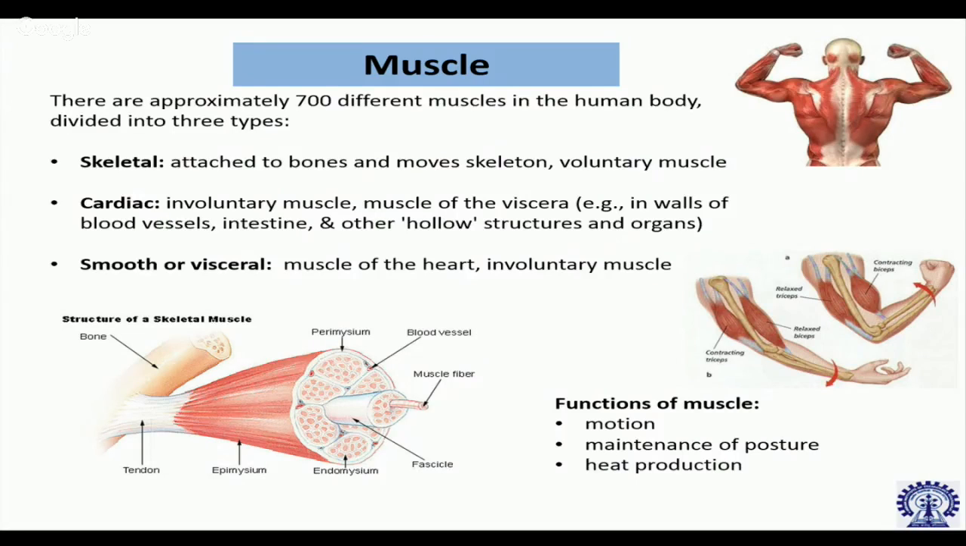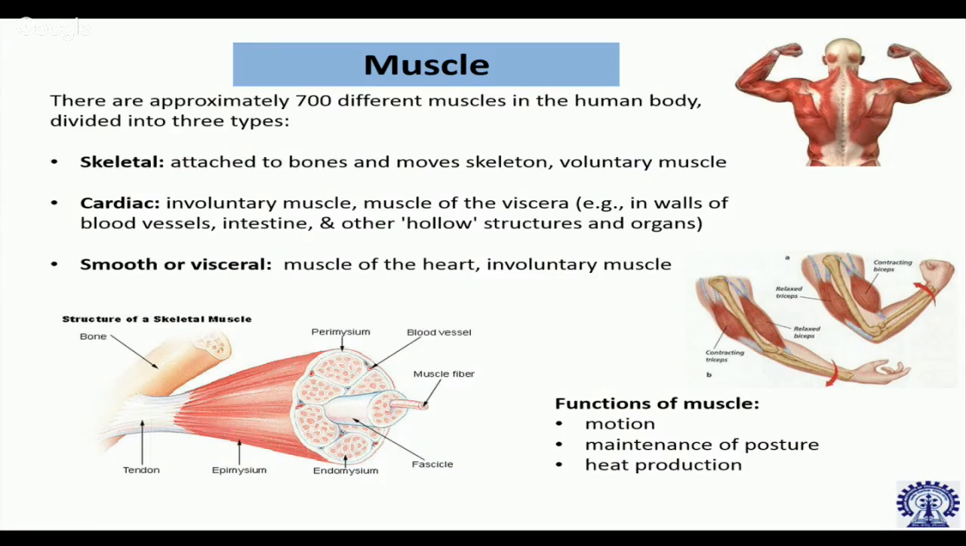into 3 types. We have the skeletal muscles, we have the cardiac muscles, and we have the smooth or visceral muscles. The skeletal muscles are muscles that are attached to bones and move the skeleton. The cardiac muscles are involuntary muscles, and the muscles, basically examples are forming the walls of the blood vessel, intestine, and other hollow structures and organs. The third one, the smooth or visceral muscles, are muscles of the heart, and they are involuntary muscles.